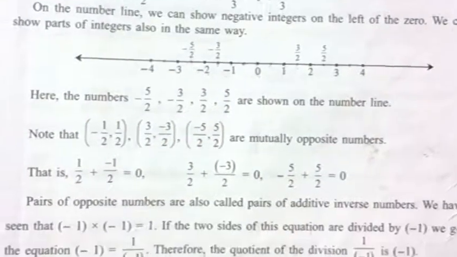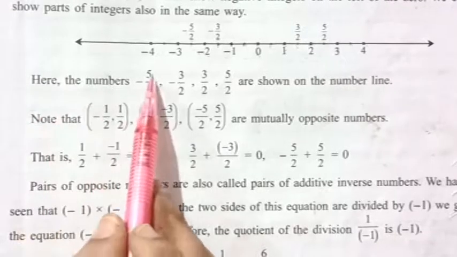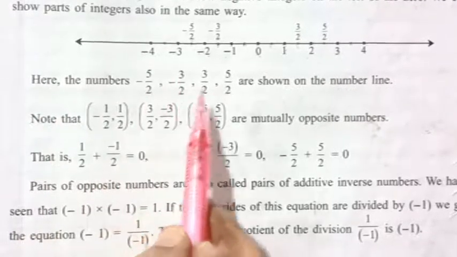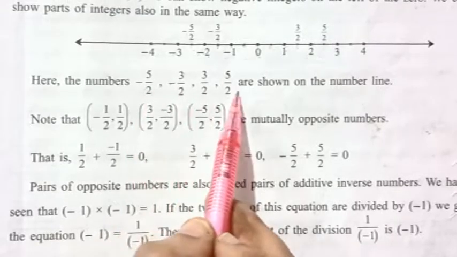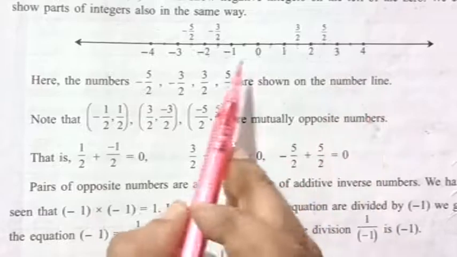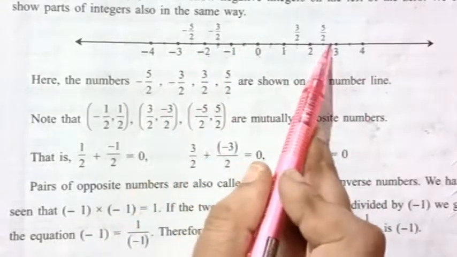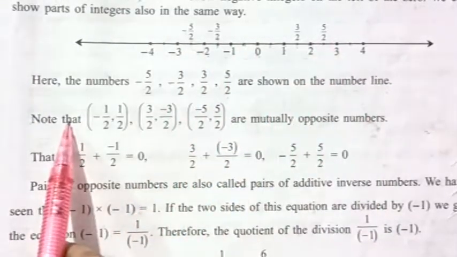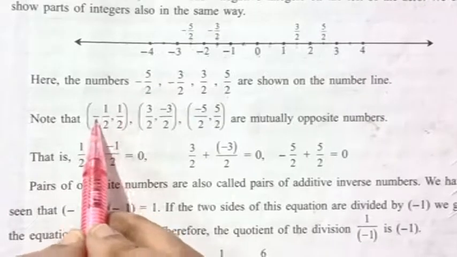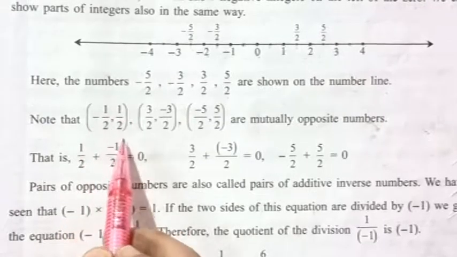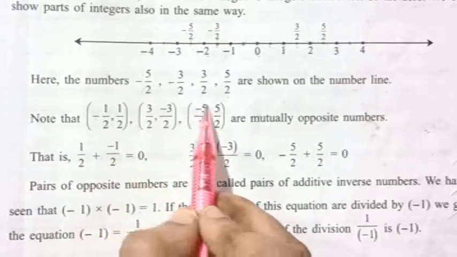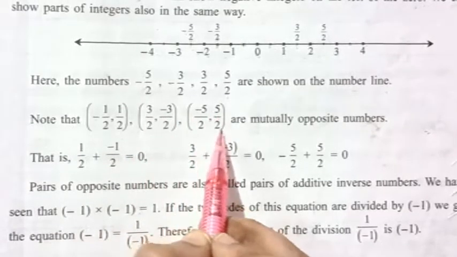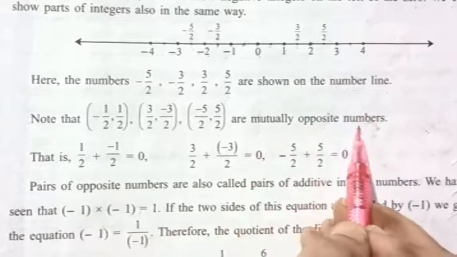Is that clear? Now what they have told here, that is, here the numbers minus 5 upon 2, minus 3 upon 2, 3 upon 2 and 5 upon 2, these two are negative and these two are positive, are shown on the number line. You can see it's been shown on the number line. Note that minus 1 upon 2 and 1 upon 2, minus 3 upon 2 and 3 upon 2, minus 5 upon 2 and 5 upon 2 are mutually opposite numbers.